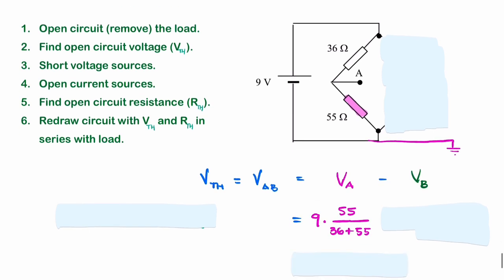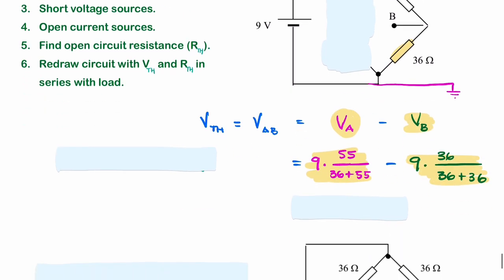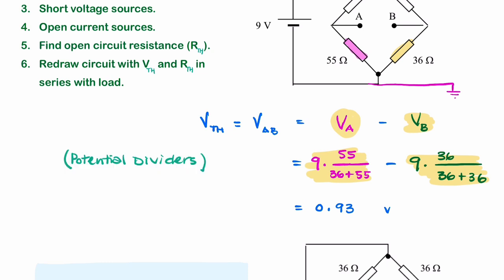So we can say that VA is that there. And then we can do the exact same for VB. We can ignore everything on this side of the bridge and say VB is the potential across this resistance here. And it's simply 9 volts times 36 over the sum of those two. So that would be 4.5 volts. So that's VB. And if you subtract those two, that gives you your value for Thevenin voltage.